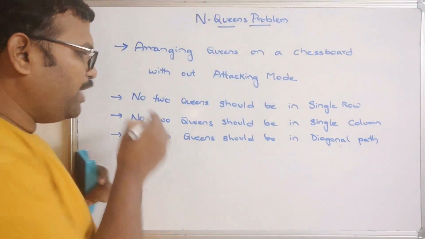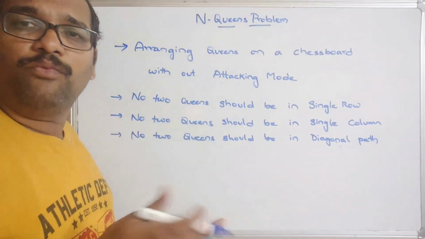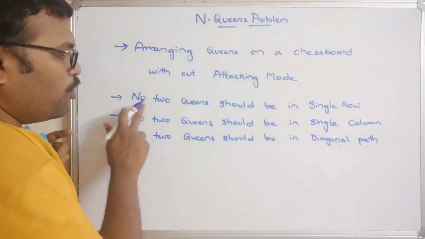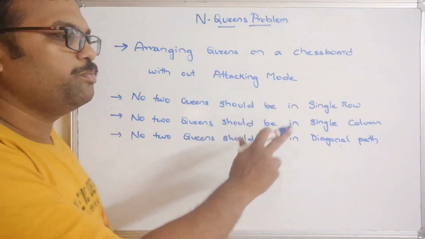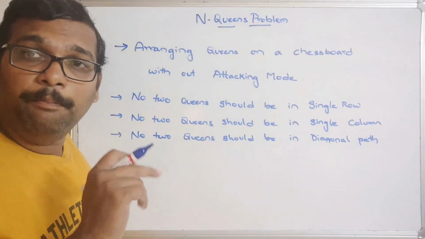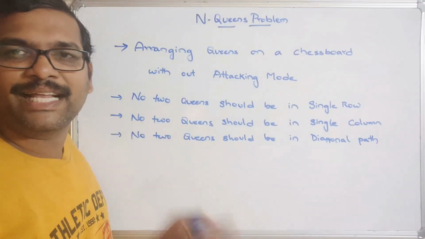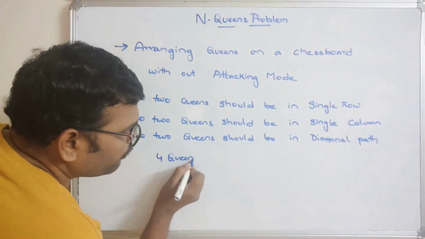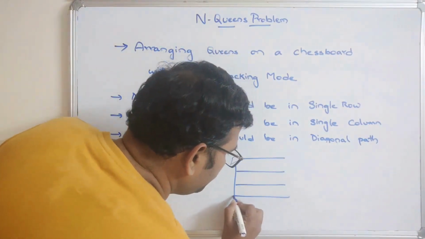If we arrange a number of queens, let it be 4, 6 or 8, whatever it may be, we have to arrange the queens on a board so that no two queens are in a single row, a single column, or a diagonal path. For this we have to consider an n by n table, with n by n cells. For example, if you consider 4 queens, we need to consider 4 rows and 4 columns, right?